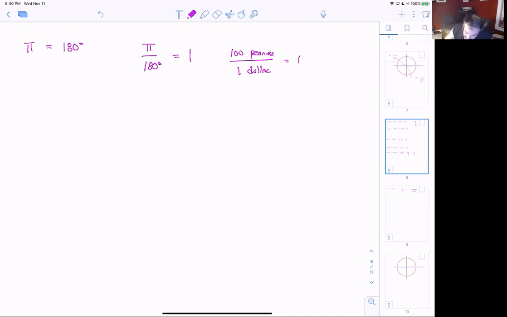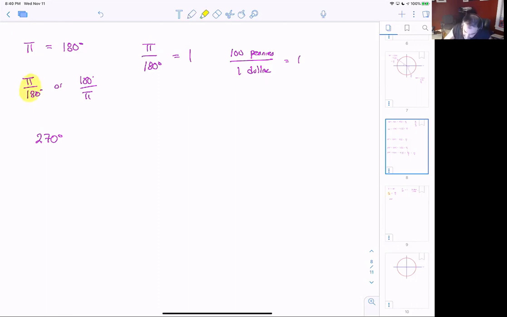We now can use this as a conversion factor. So we can use pi over 180 degrees, or 180 degrees over pi as a conversion factor. Let me show you what I mean by that. Let's go back to that example of 270 degrees. If I start in degrees, but I want to end in radians, I use this conversion right here.